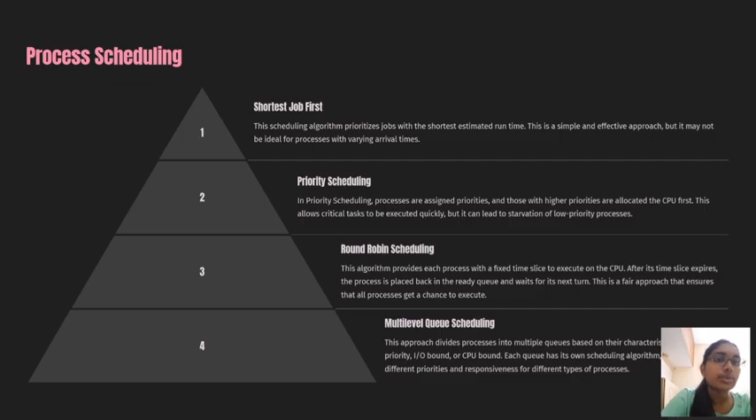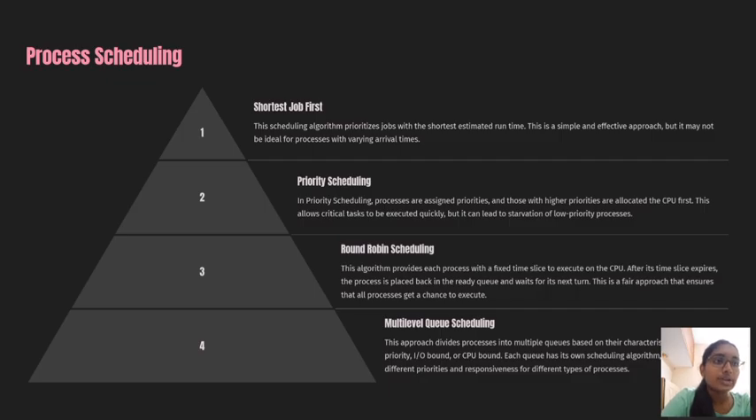Round robin scheduling. This algorithm provides each process with a fixed time slice to execute on the CPU. After its time slice expires, the process is placed back in the ready queue and waits for its next turn. This is a fair approach that ensures that all processes get a chance to execute.